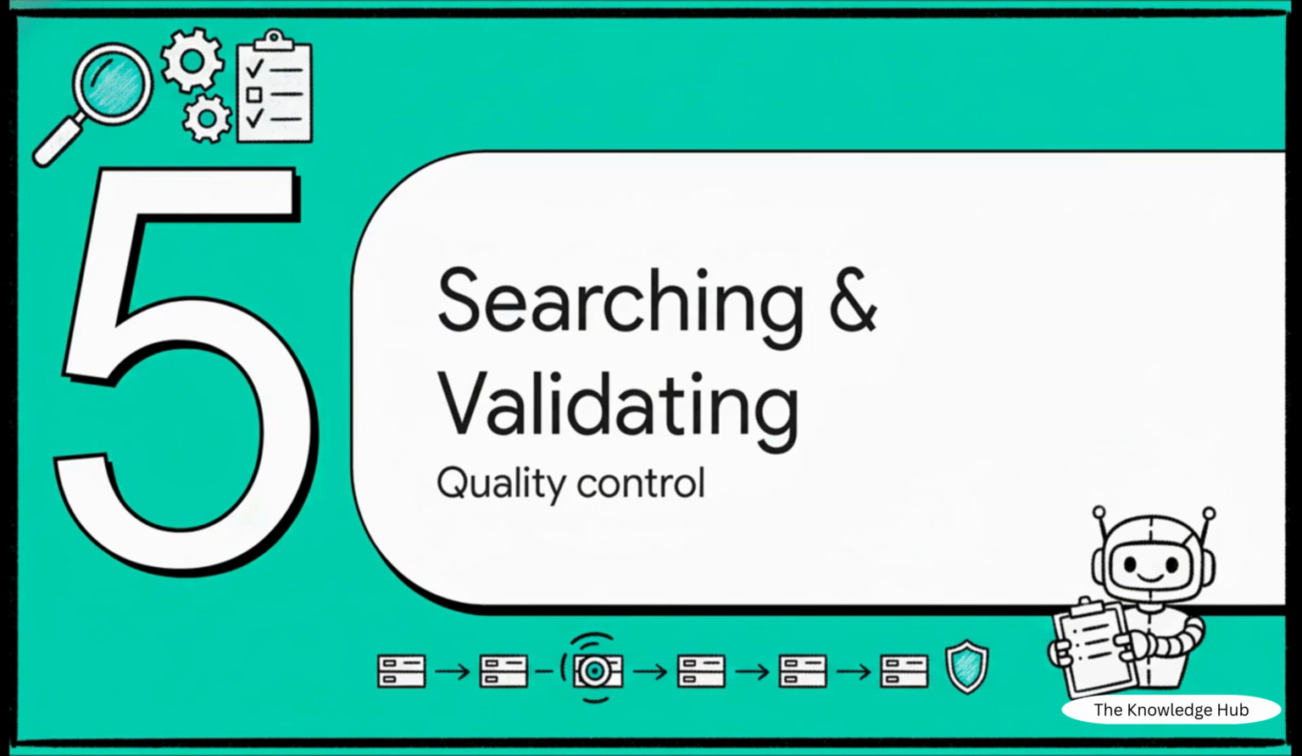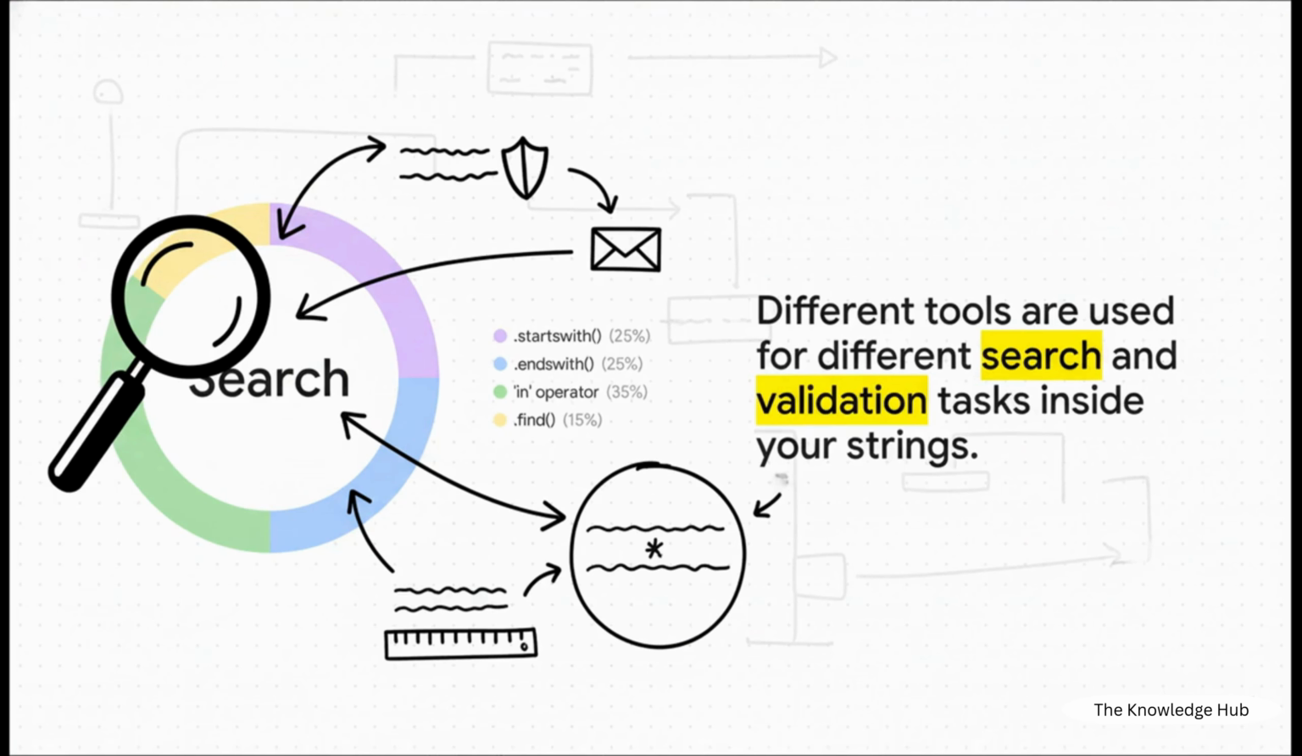Okay, last but not least, let's talk about our quality control inspectors. These are the tools that don't change your data. They're here to verify that your data is exactly what you think it is. And we've got some really specific tools for the job. You can check if a string starts with a certain country code or if it ends with a specific email domain. The in operator is super versatile. It just checks if a little piece of text exists anywhere inside a bigger string.